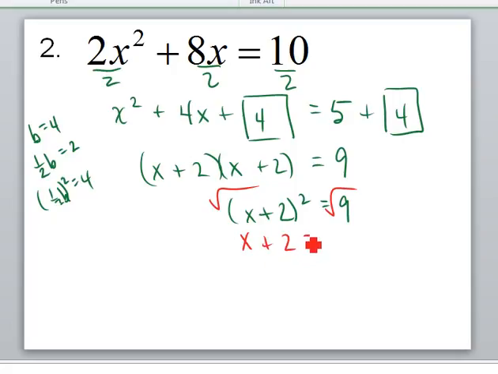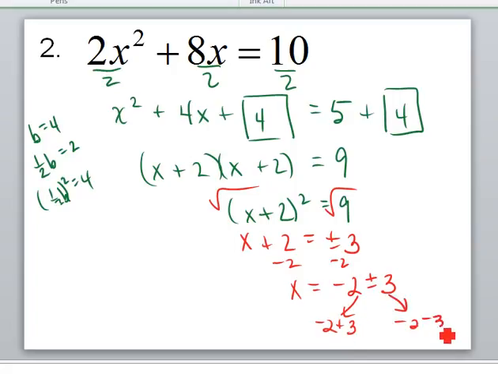X plus 2 is equal to plus or minus 3. Subtract 2. X is equal to negative 2 plus or minus 3. That gives me 2 answers, negative 2 plus 3 and negative 2 minus 3. So that's a 1, and negative 2 minus 3 is a negative 5. So my answers are 1 and negative 5.